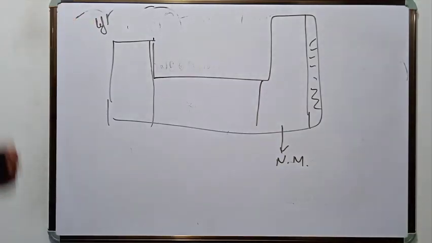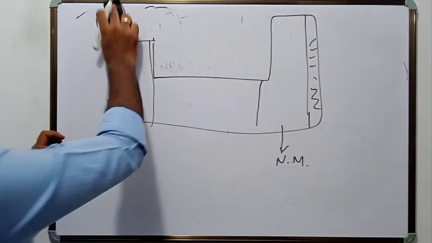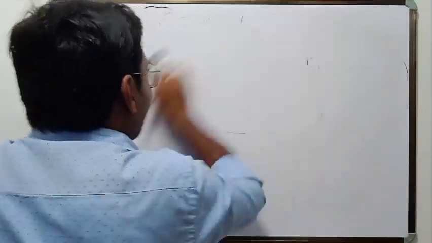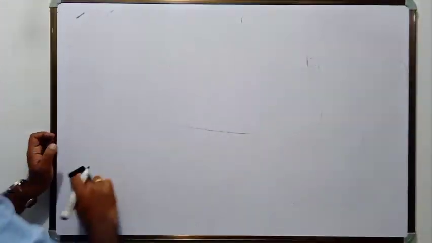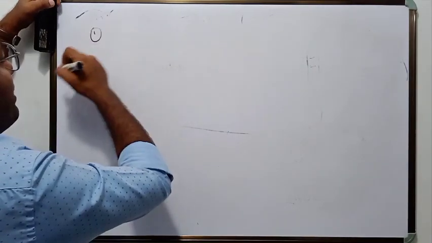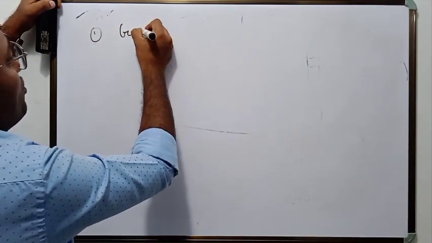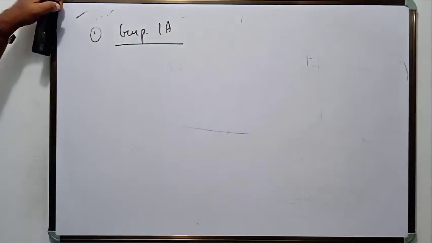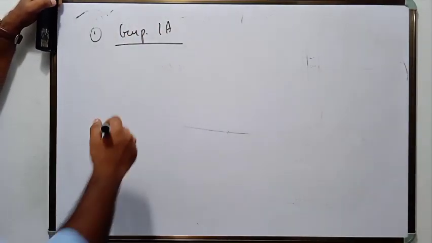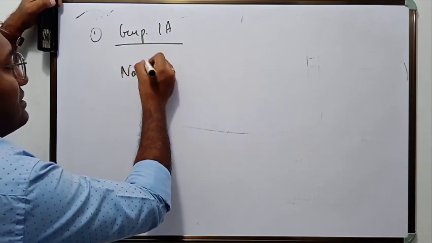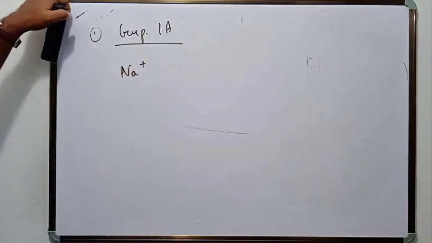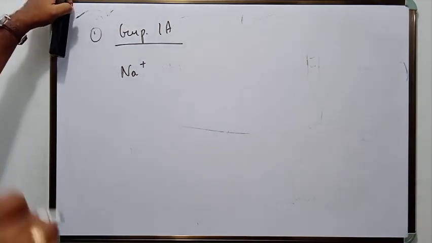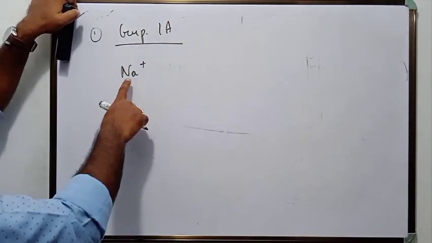You can also say like that. Let us see some examples of such metals. Number one, elements that belong to group 1A. So look at Na plus, sodium. It gets stable when it loses one electron. It achieves an inert configuration in the outermost shell when it loses one electron.